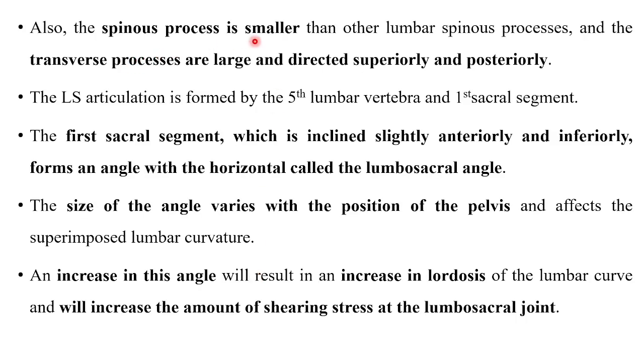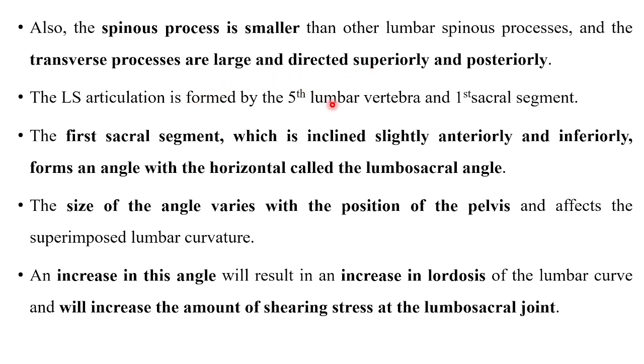The spinous process is smaller than the other lumbar spinous processes, and the transverse processes are large and directed superiorly and posteriorly. So the transverse processes are large and directed superiorly and posteriorly in the L5 vertebra, but in L1 to L4, the typical vertebrae, they extend horizontally. So that's the difference between the transverse processes of the typical vertebrae and the atypical vertebra, that is the fifth lumbar vertebra.